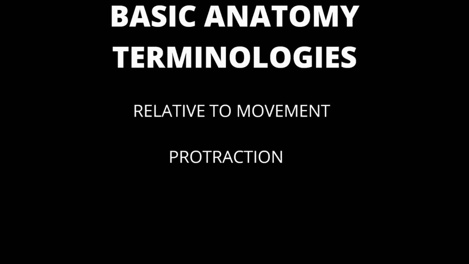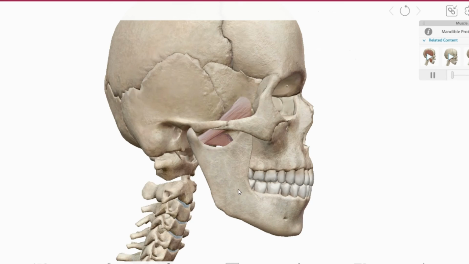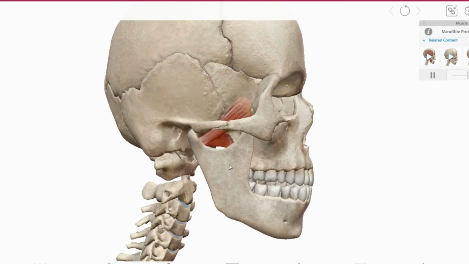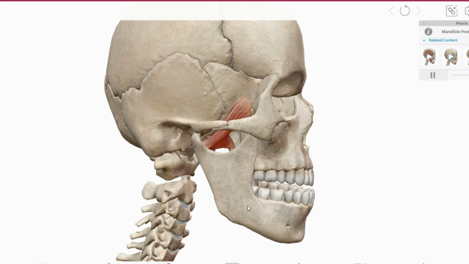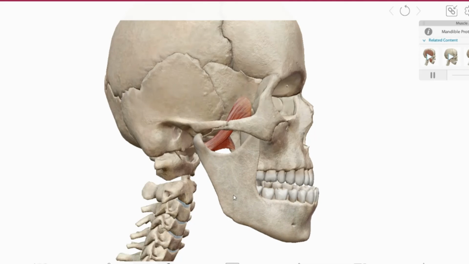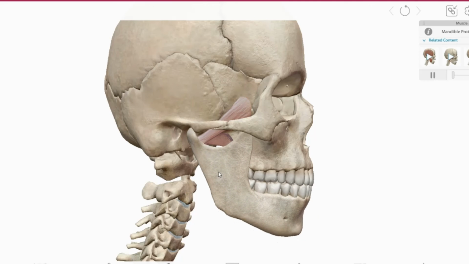Next, we have the protraction. The protraction involves the movement of your temporomandibular joint or the jaw forward, while retraction involves the movement of the jaw backward. This is called protraction. Okay, as you can see, the movement of the jaw is towards the front.